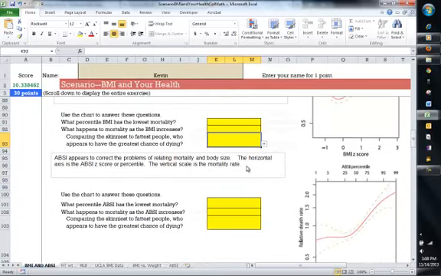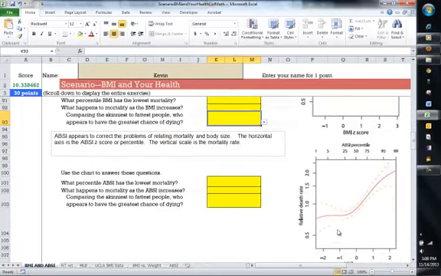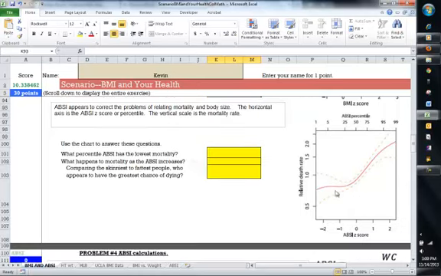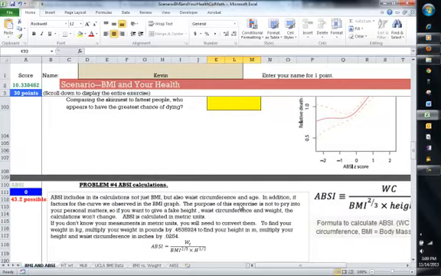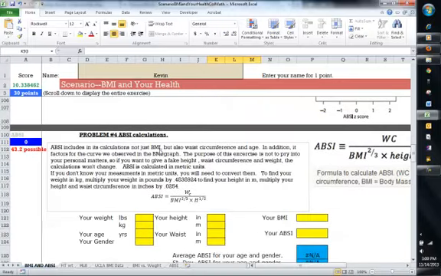ABSI appears to correct the problem of relating mortality and body size. If you notice, now as the ABSI increases, mortality increases. Here's the ABSI percentiles at the top. Make sure you answer those 3 questions. ABSI includes in its calculations not just BMI, but waist circumference and age.